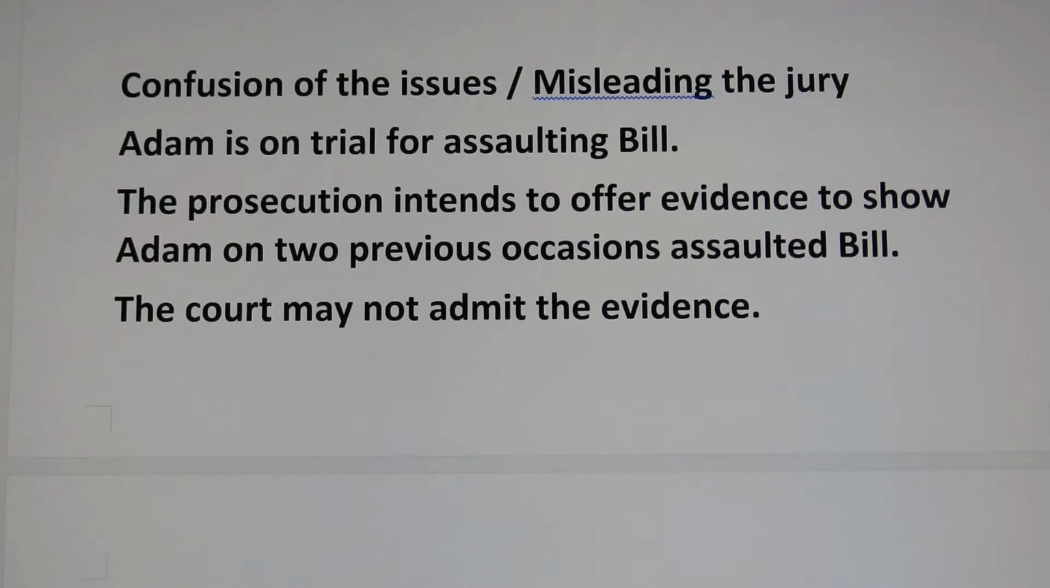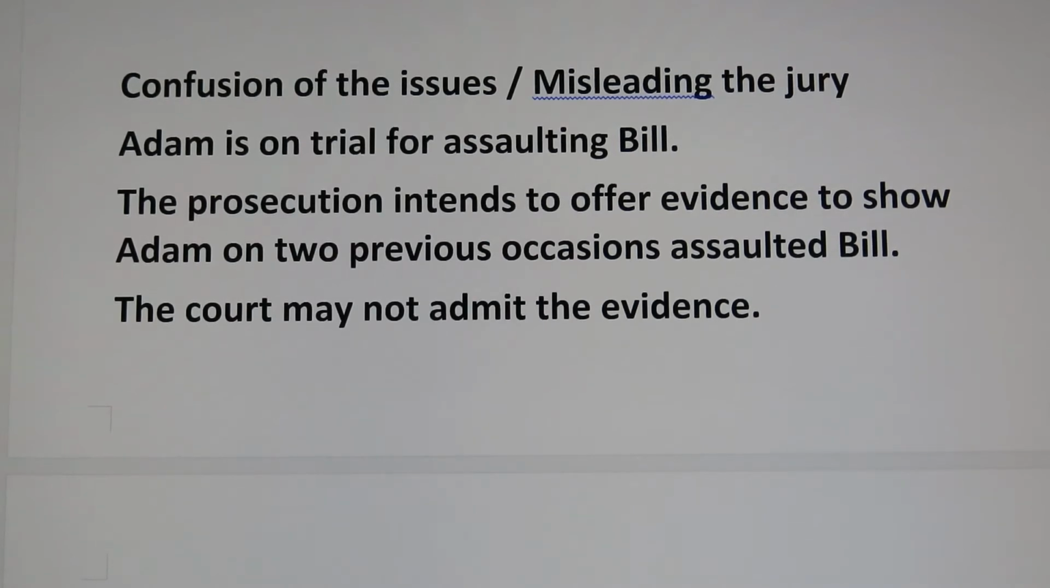The evidence is relevant, but would the court admit it? The court would not admit this evidence because, first of all, this is going to be character evidence. We're going to discuss this issue in Chapter 3. For that reason, the court would not permit this evidence. But this evidence would also have the effect of confusing the issue and misleading the jury.